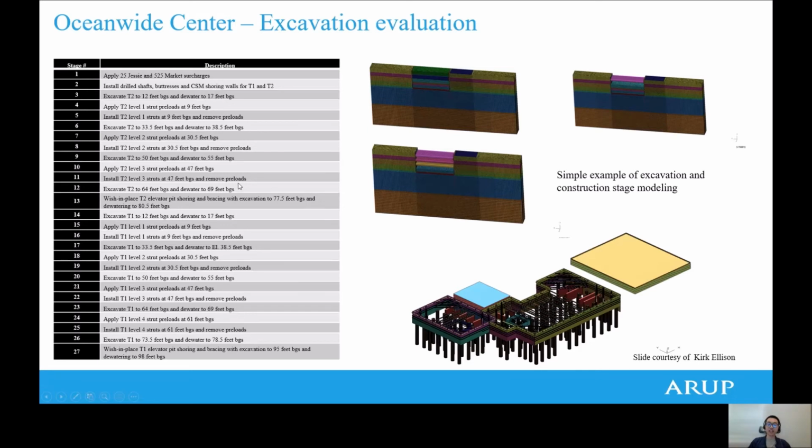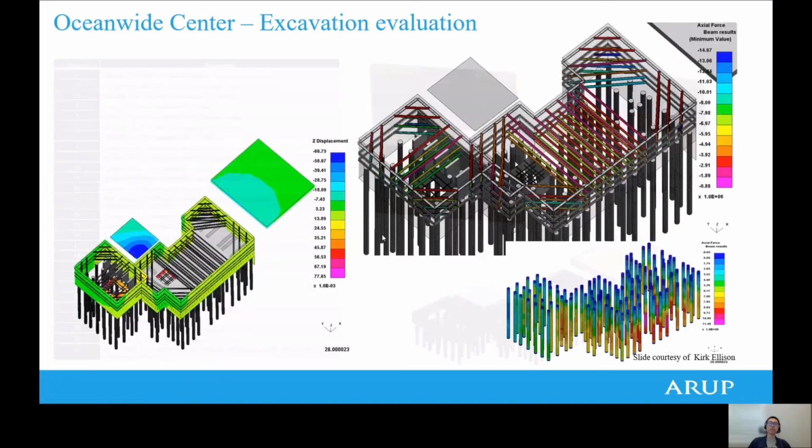Then at the end of each stage, we extract detailed results to understand the impact of the excavation. These show some sample results after Tower 2 excavation, including the displacement contour and the load in the excavation strut and shaft.